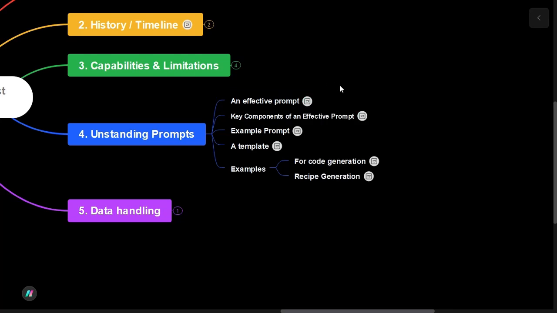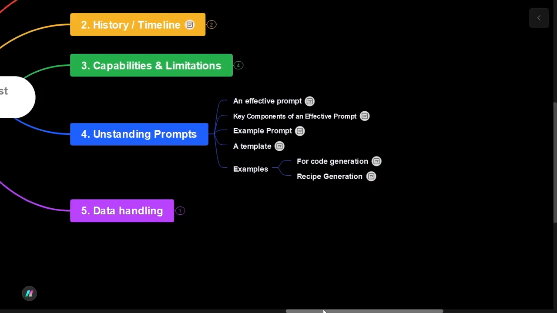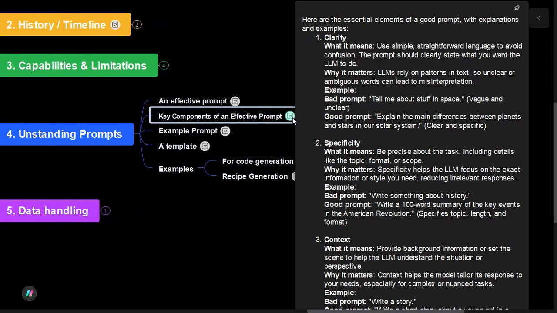Now, coming to the key components of an effective prompt. The first one is obviously clarity. It means use simple, straightforward language to avoid any confusion, and clearly state what you really want. LLMs are all about patterns of text, so based on how clear your instruction is, an LLM can respond.